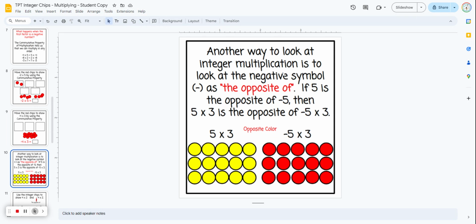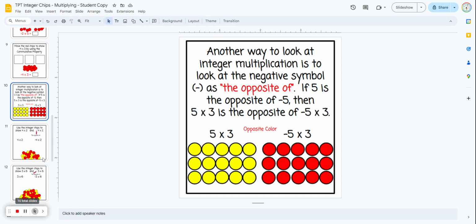Now another way to look at integer multiplication is to look at the negative symbol as meaning the opposite of. So the opposite of 5 times 3 would be negative 5 times 3. And you can see they're opposite colors. So 5 times 3 would be yellow chips. The opposite of 5 times 3 would be all red chips. So you can see the answer here would be 15, and the answer here would be negative 15. Just another way to visualize this.